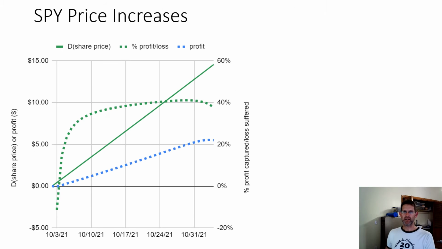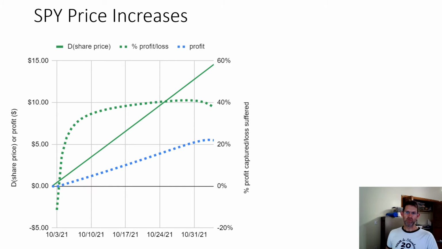But all right, so let's just look at the P&L. I'm only going to show P&L here. I'm not going to show any other details. This is of the poor man's covered call, and let's assume that the SPY increases. So in this graph, the solid green curve here shows the increase in the share price. So over the course of time to the expiration of the short call, it goes up by about $15.